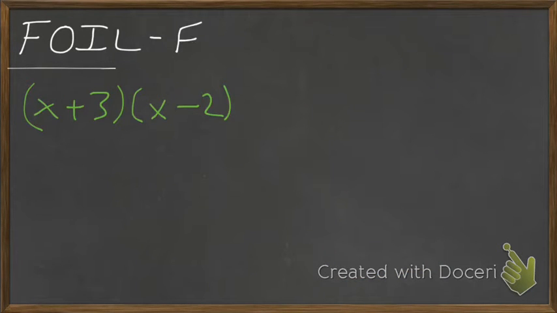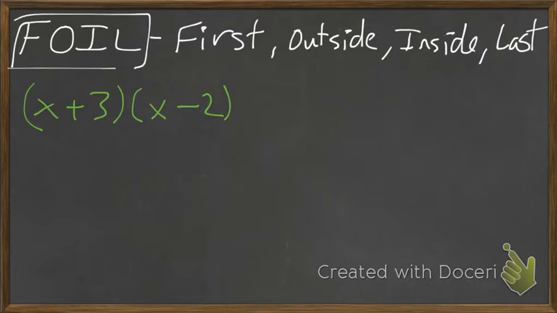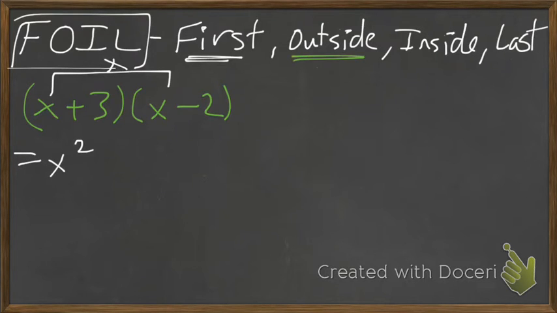Foiling. Keep in mind, this is first, outside, inside, and last. You might have a different way of doing this. This is how I've learned it, so I'm always going to do it. So, first, let me just underline this. We're going to multiply x by x, and that will equal x squared. The outside, let's do that in blue.